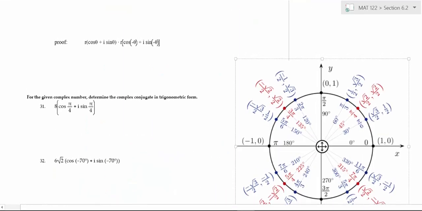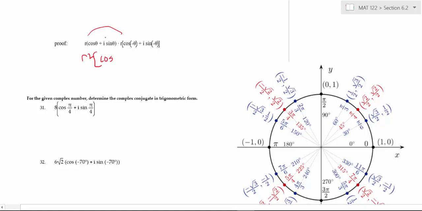And I just did the proof on that. So really, what I just showed you is you have r squared, cosine, add the angles, you get 0, plus I sine, add the angles, you get 0. That gave r squared times 1 plus 0i, so that gave r squared.